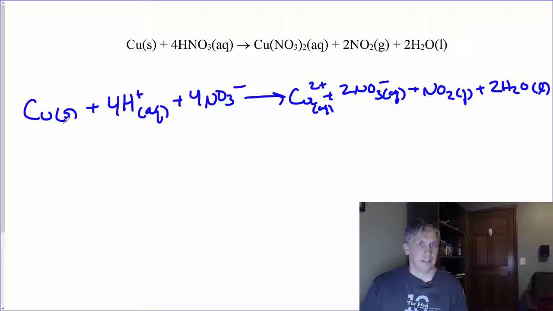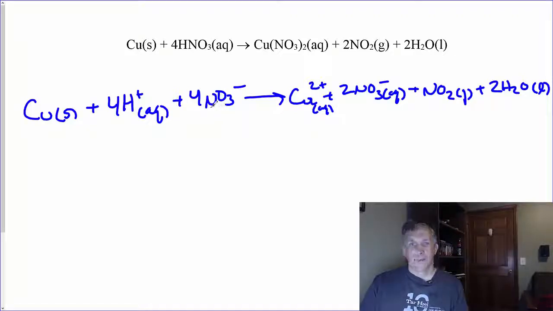So copper is a solid on the reactant side. On the product side, it's an aqueous ion. That's not a spectator. H plus, aqueous on the left. Now it's part of water on the right. That's not a spectator. It's undergone a change.